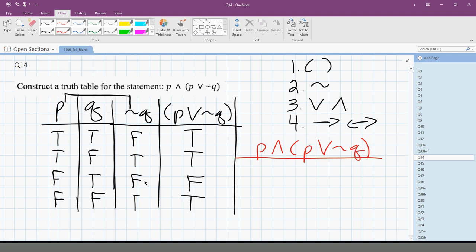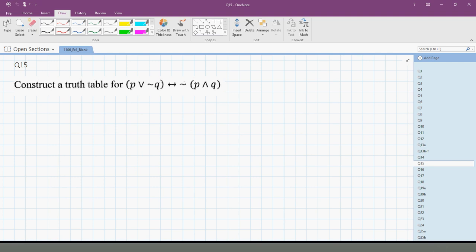Negate Q. So we're doing the whole thing. So we look between this column right here and P. That's true, true, which is true, because ands are only true when both are true. And then the other two are both false. Okay, and that's what we're looking for on this. Okay, so let's hit up some more truth tables. Move on to the next guy.